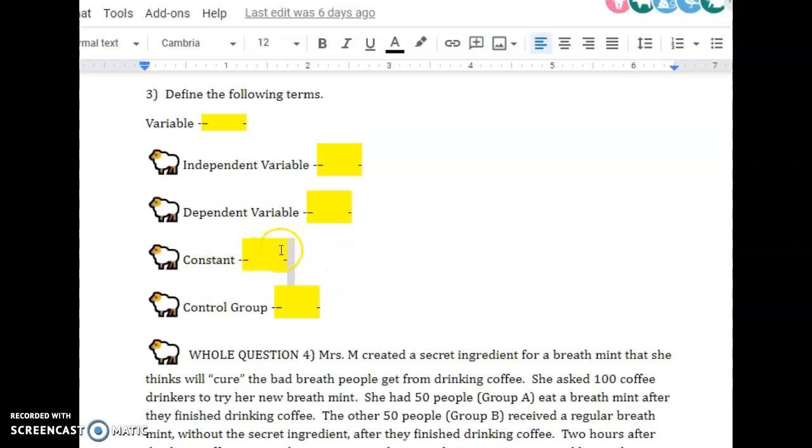Constants are things that stay the same. For instance, in the pig story, they each got the same amount of food. They each should have been the same size pig, and so on.